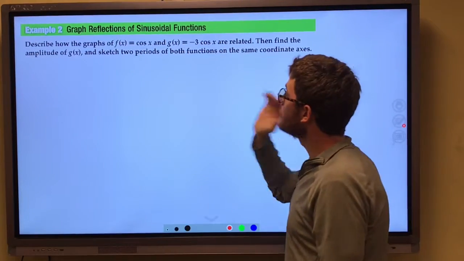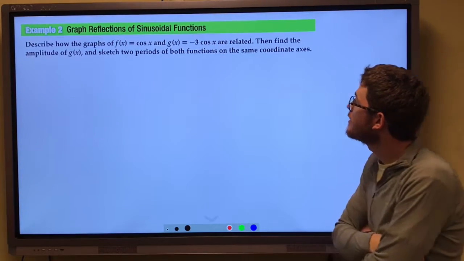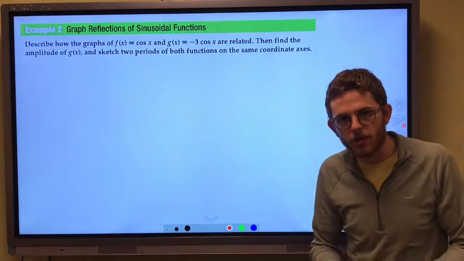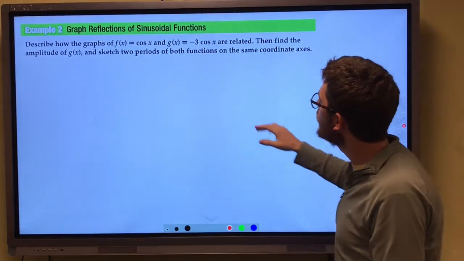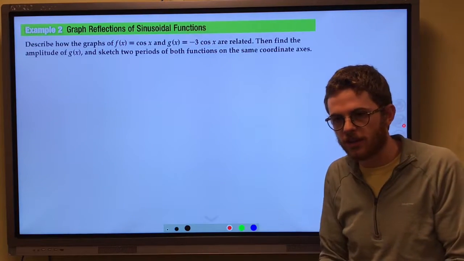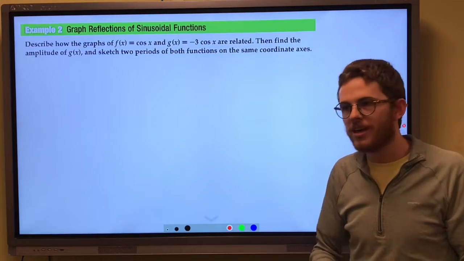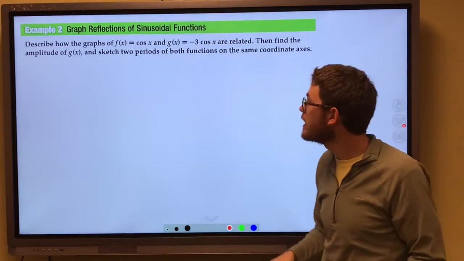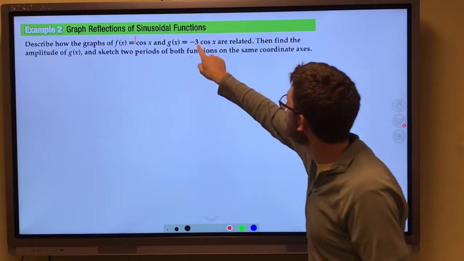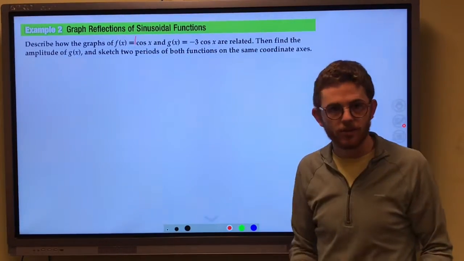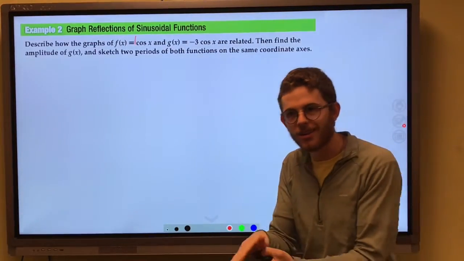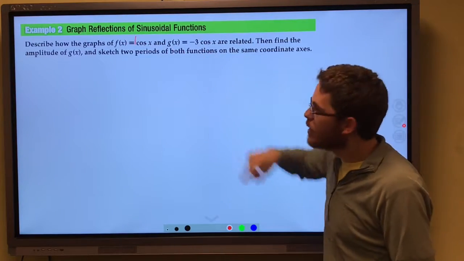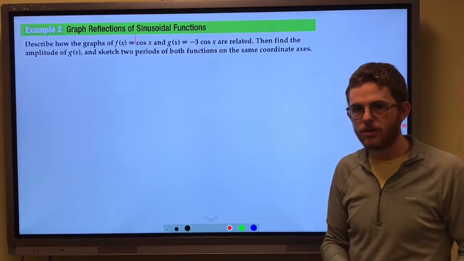So very similar. Notice here it says describe how the graphs of cosine of x and -3 cosine of x are related. And we know so much about functions, so think about what's going to happen. We already have talked about that number on the outside declaring the amplitude. Well, it's actually the absolute value of that number that declares the amplitude. So instead of an amplitude of 1, this is going to have an amplitude of 3, not -3. We can't have an amplitude of a negative because that's the distance away. No. The absolute value of that number, 3, will be our amplitude.